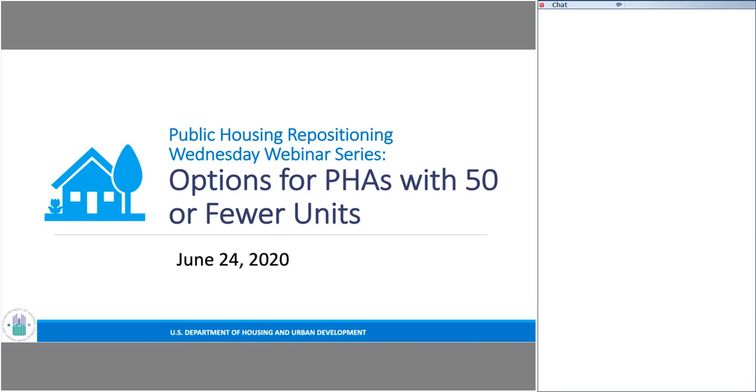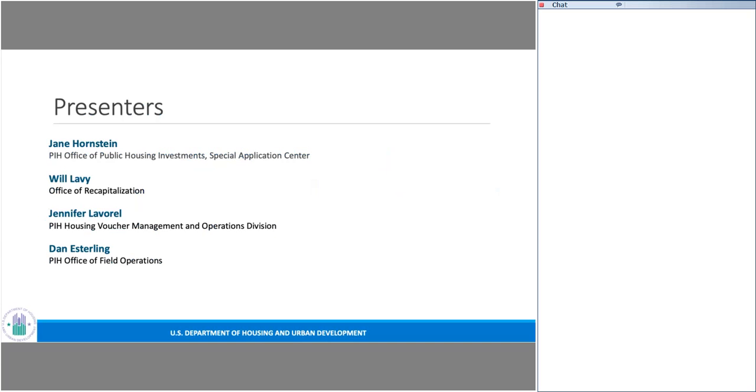Thank you, Kayla, and welcome everyone to our PHA participants and our HUD participants who have signed up. We really appreciate your time and your interest in our repositioning series. So as Kayla mentioned, today we're talking about options for PHAs with 50 or fewer units. The presenters today: I'm Dan Esterling, in PIH's Office of Field Operations. We also have with us Jane Hornstein from our Special Application Center, Will Levy from the Office of Recapitalization, and Jennifer Lavarelle from the Office of Housing Voucher Management and Operations.